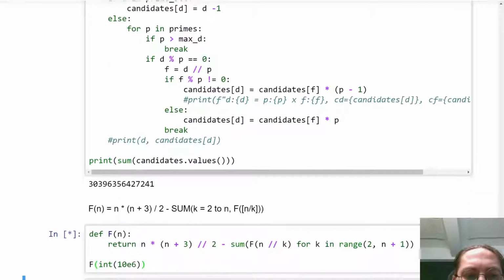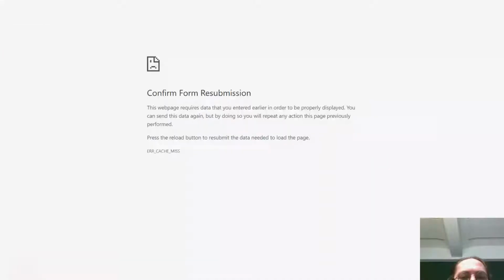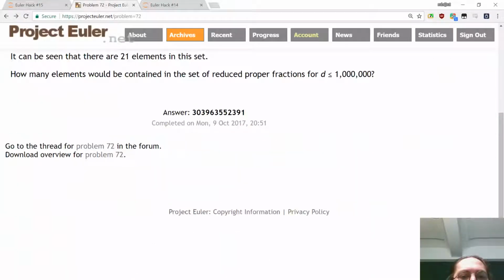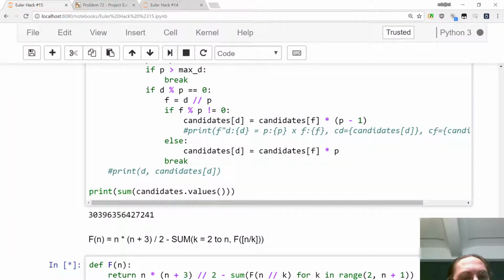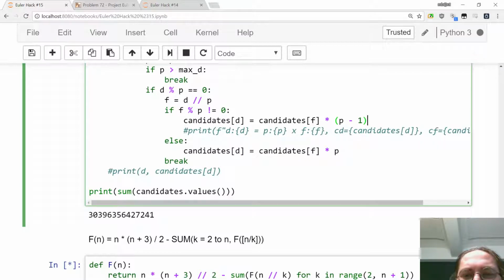I think this is the same. 2391. Oh, it's different, totally different number. What did I change? Did I swap these around? I think I wanted to swap.